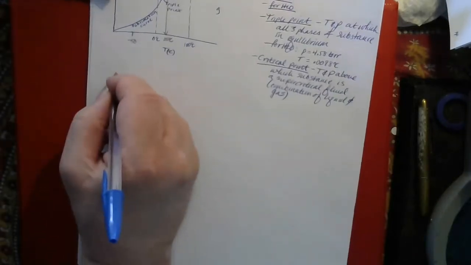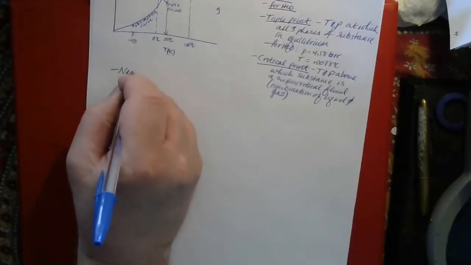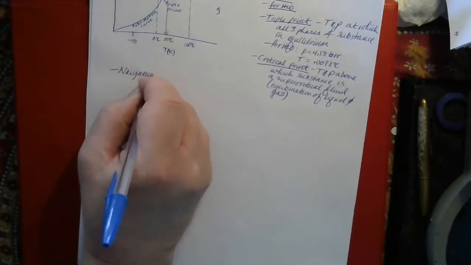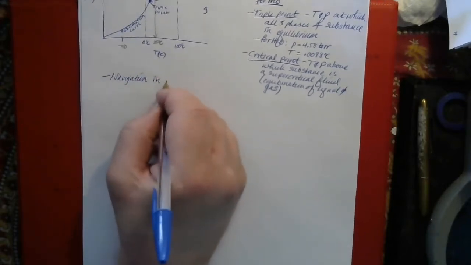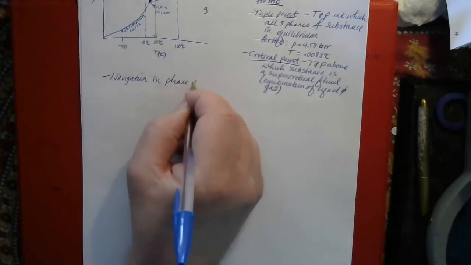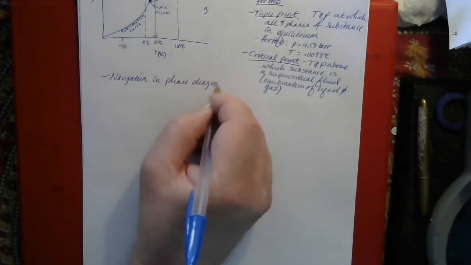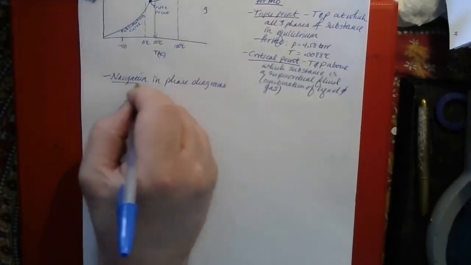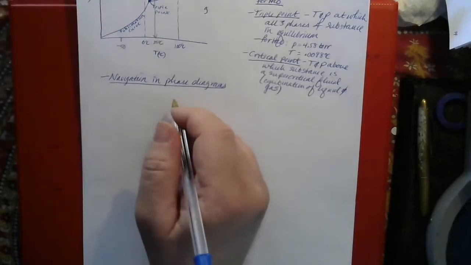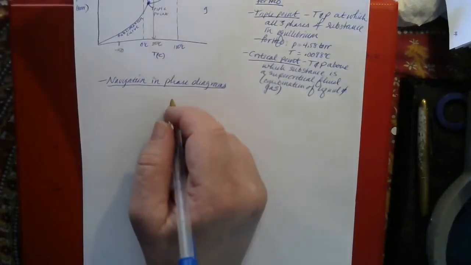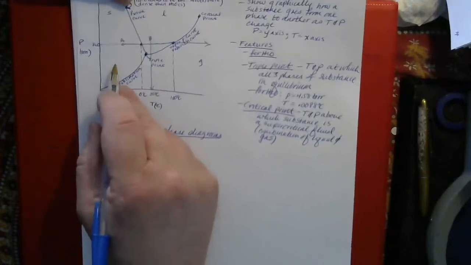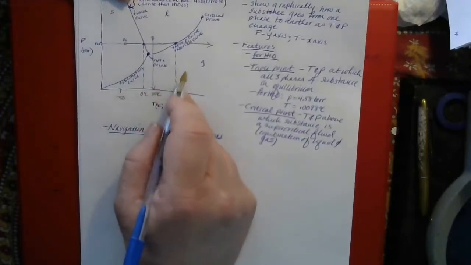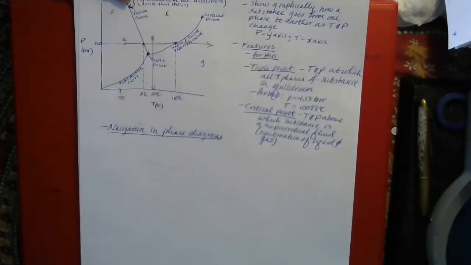Navigating around in a phase diagram. Well, I already mentioned some of this stuff. Basically, you can determine what will happen when the conditions change just by finding the original position in terms of temperature and pressure and drawing a straight line to the new conditions. And again, if you cross a line, that's a phase change.